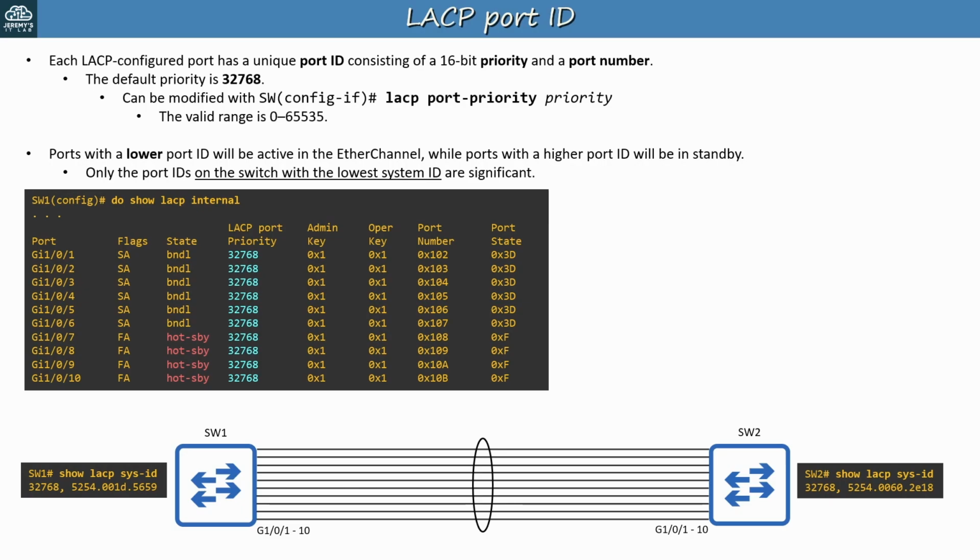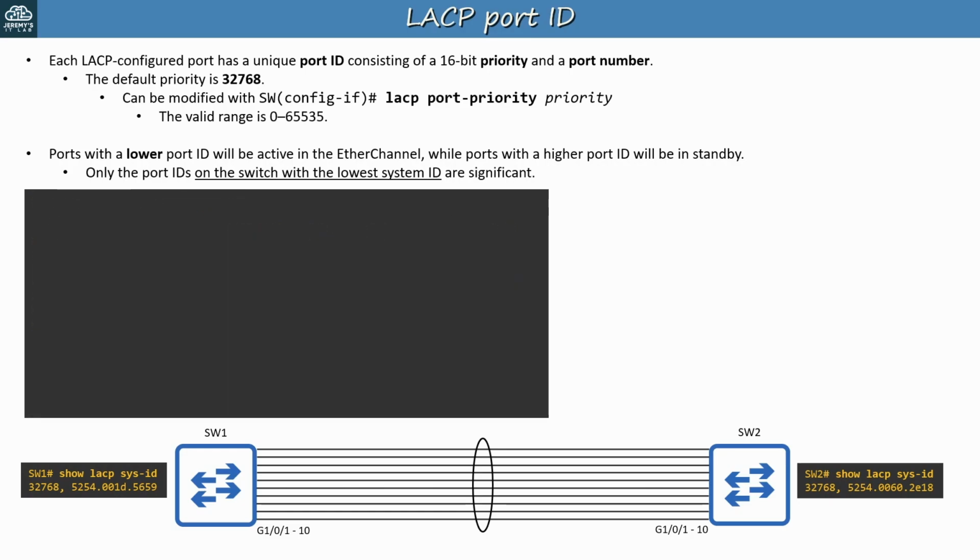So why did G1/7 to 10 become standby? It's because of the port numbers. Each port has a unique port number, shown in this column. But really you can just look at the name of the port. 7, 8, 9, and 10 are higher than 1, 2, 3, 4, 5, and 6, so the higher numbered ports enter standby mode.